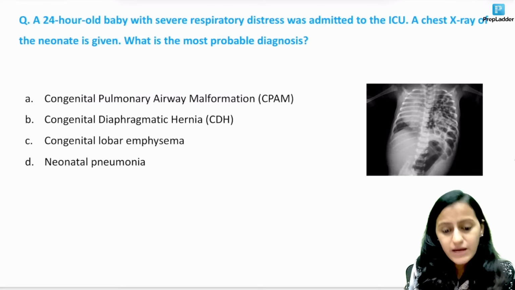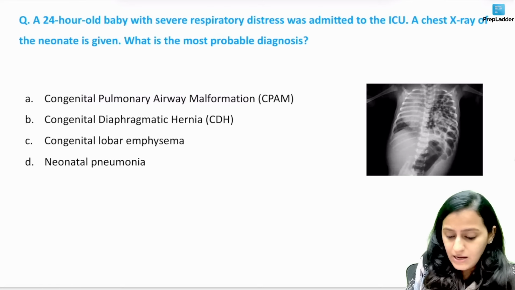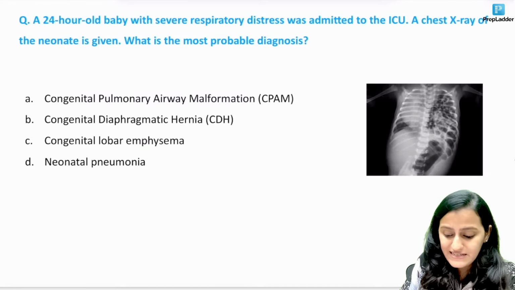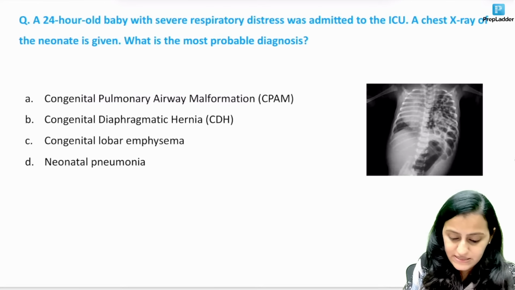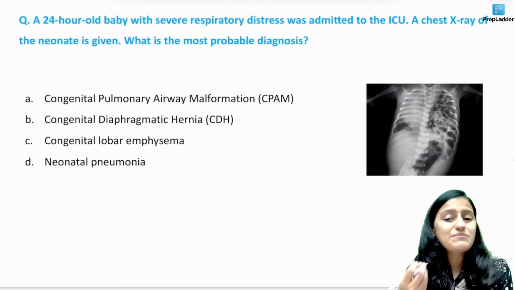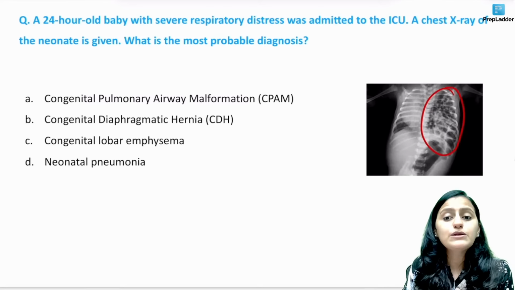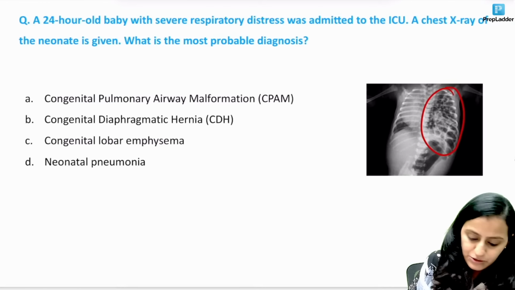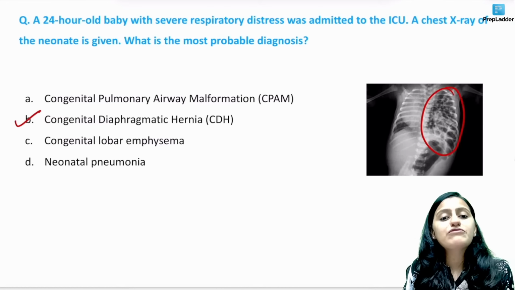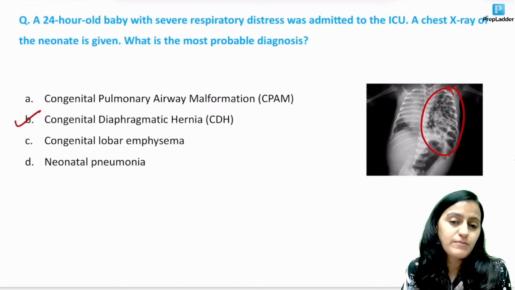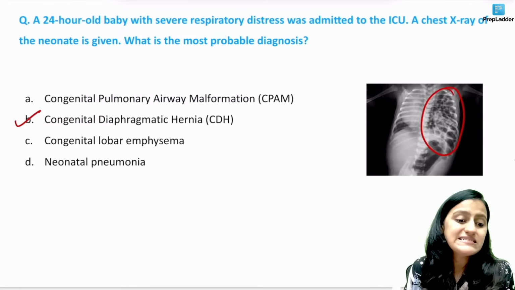Okay. Going to the next one, a 24-hour-old baby who is coming with respiratory distress and the X-ray is given. So this is acute manifestation of respiratory distress immediately after birth, with bowel loops in the lung. This is going to be congenital diaphragmatic hernia, Bochdalek, more common on the left side. Okay, so this is CDH.